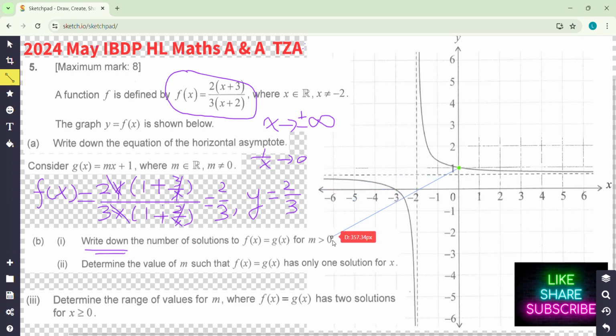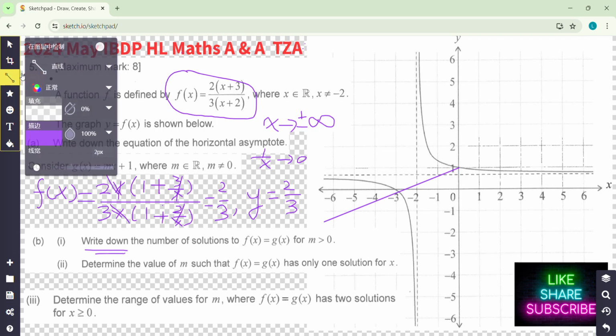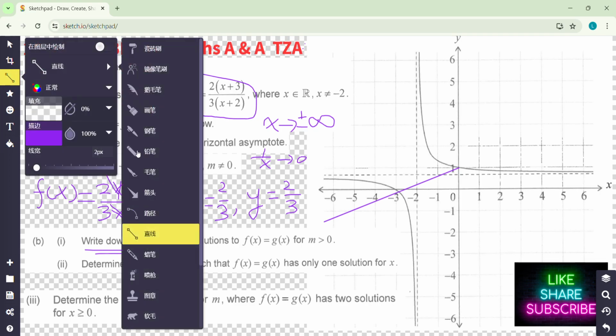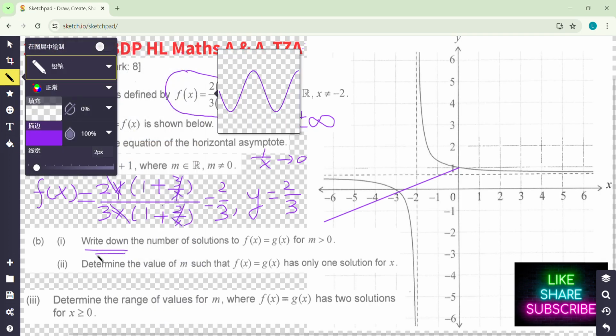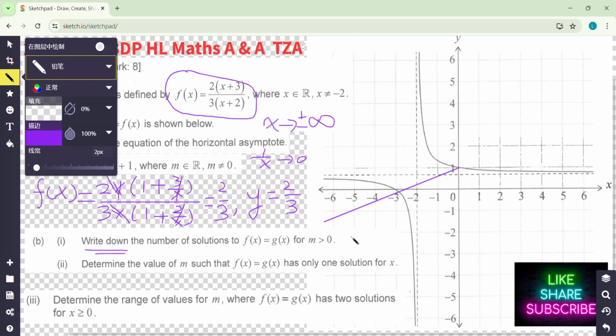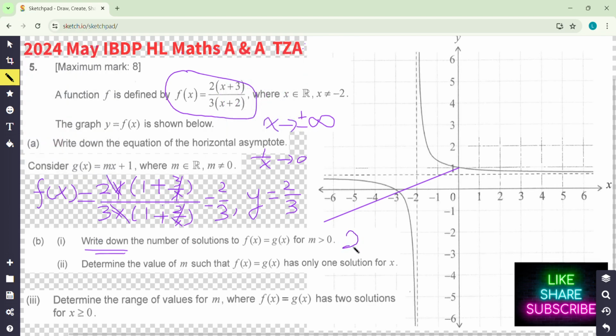Remember, positive gradient, right? So it must have how many points of intersection? 1 here, right? 2. So it must have 2 points of intersection. So for this one, you just need to do the observation, it is okay, because it said write down. So the answer for B1 is 2. And that's it.